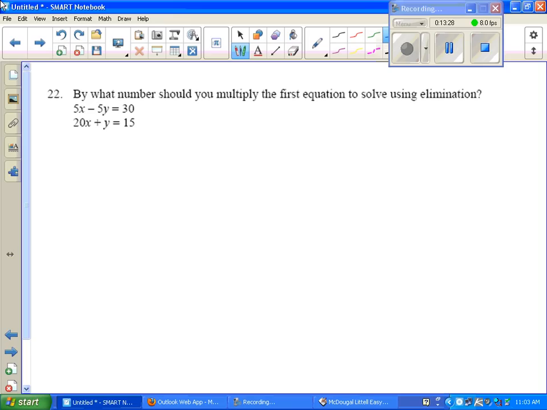Number 22 says, by what number should you multiply the first equation to solve using elimination? Okay, if we want to eliminate using the x's, they're stacked on top of each other. We want 5x to become the opposite of 20x. So if you want 5 to become the opposite of 20, you're going to multiply the first equation by -4. You multiply the whole first equation by -4, we'll be able to eliminate the x's.